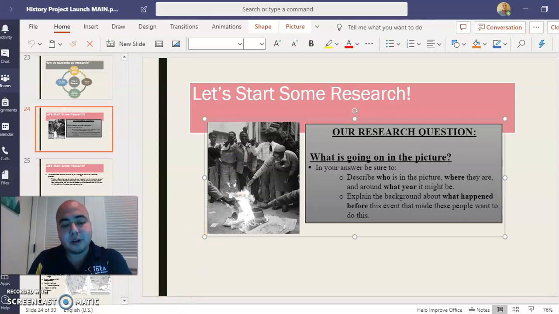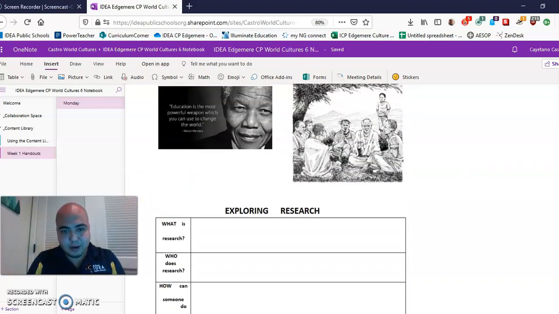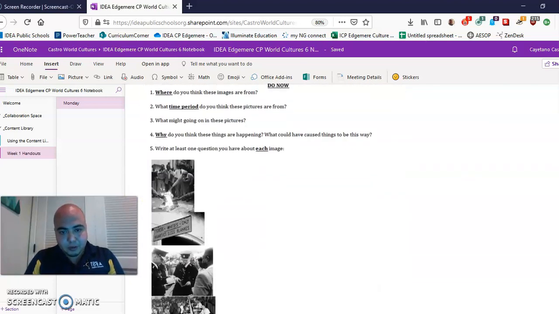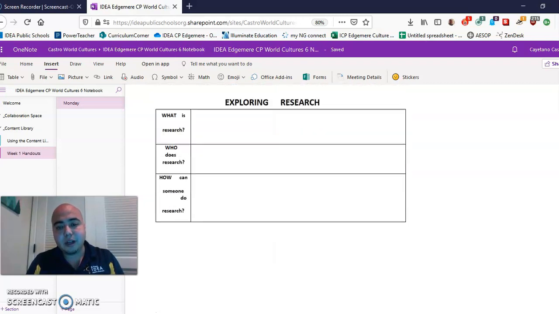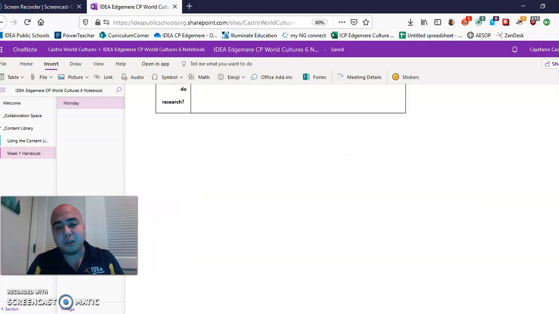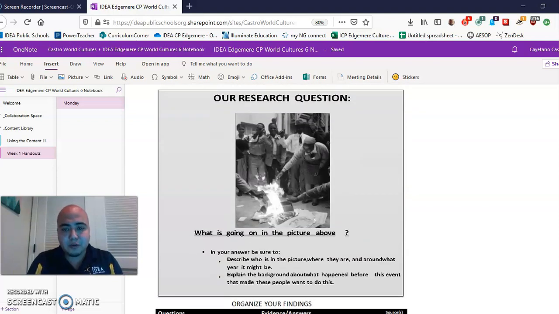This is also the same. You can find this in the same document that you have. So it's the same one that you're going to be doing on your notebook. You're doing your questions, again, the reading that we just went through, and the research. What is research? Our research question, again, is what is going on in the picture above?